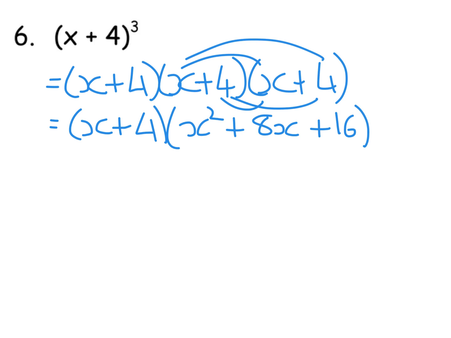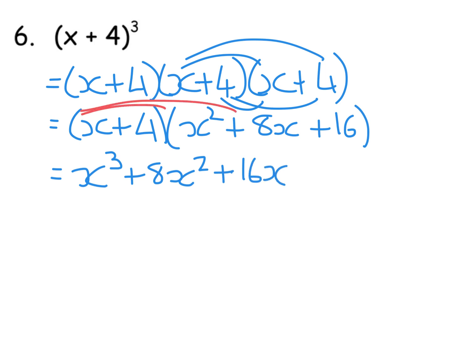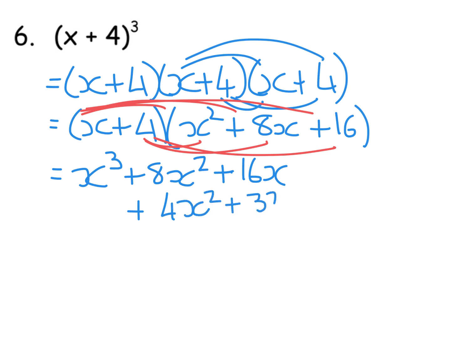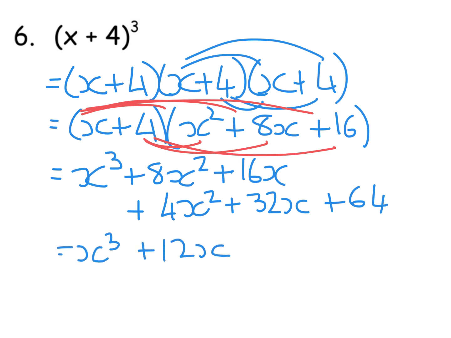And then it just becomes like a previous lesson. We multiply everything out by x, giving you x cubed, 8x squared, and 16x. Right, to show you what I just did there, I did that times that, and that times that. I multiplied everything by x. Now I'm going to multiply everything by 4, which gives me plus 4x squared, plus 32x, plus 64. And then my layout helps you tidy that up. So you get x cubed, plus 12x squared, plus 48x, plus 64.